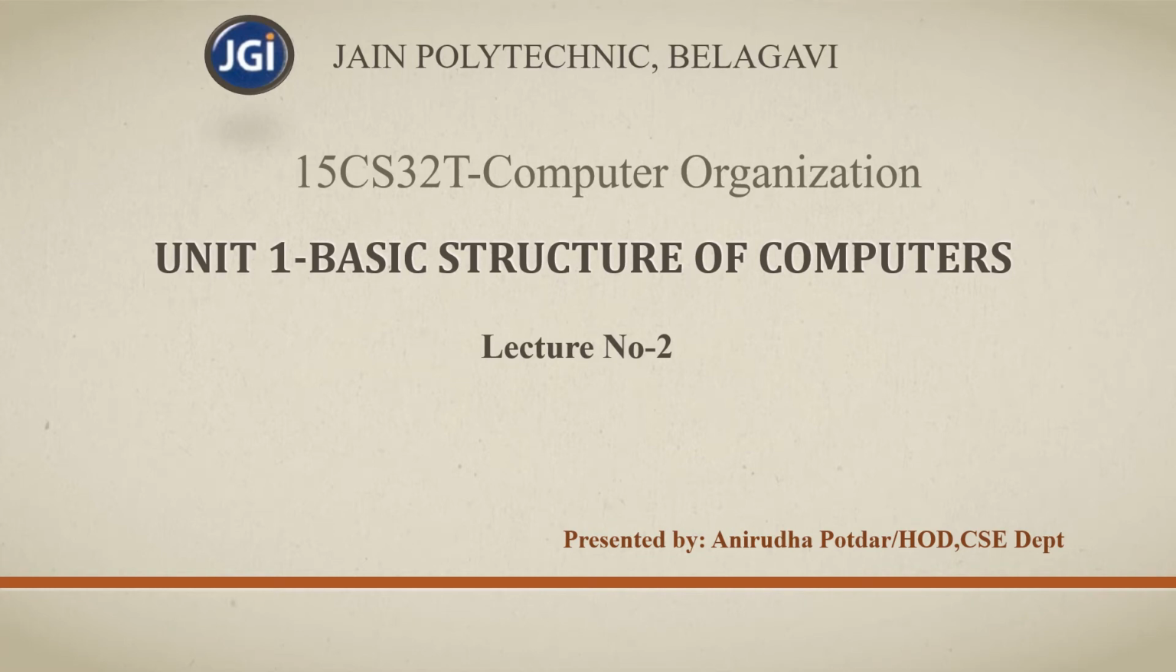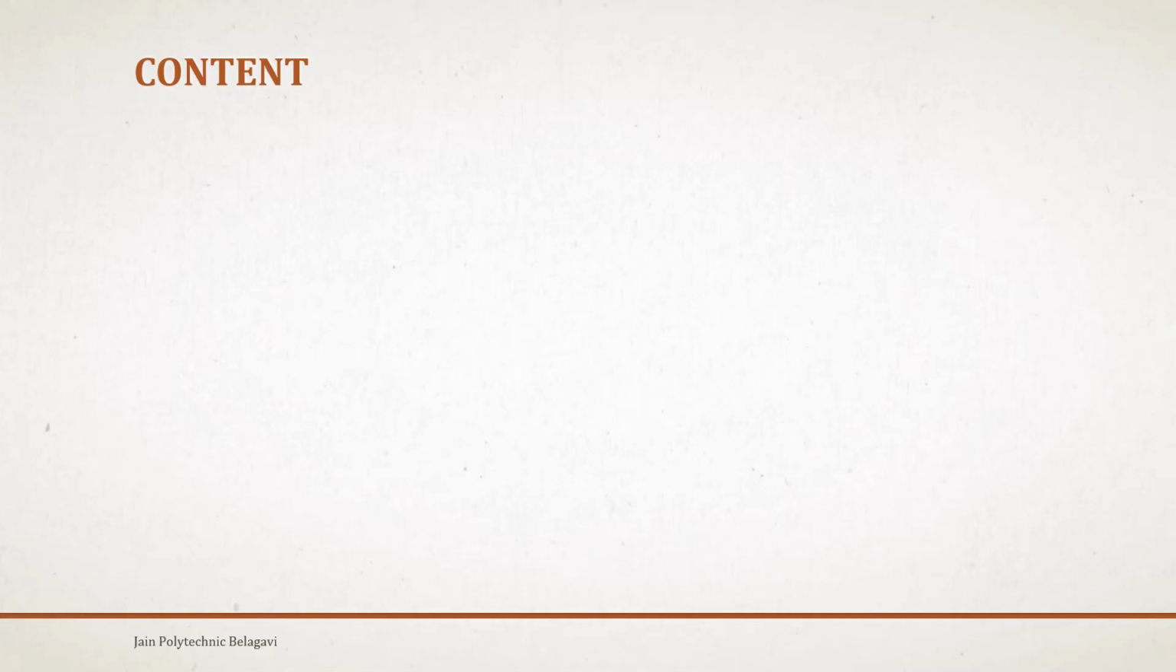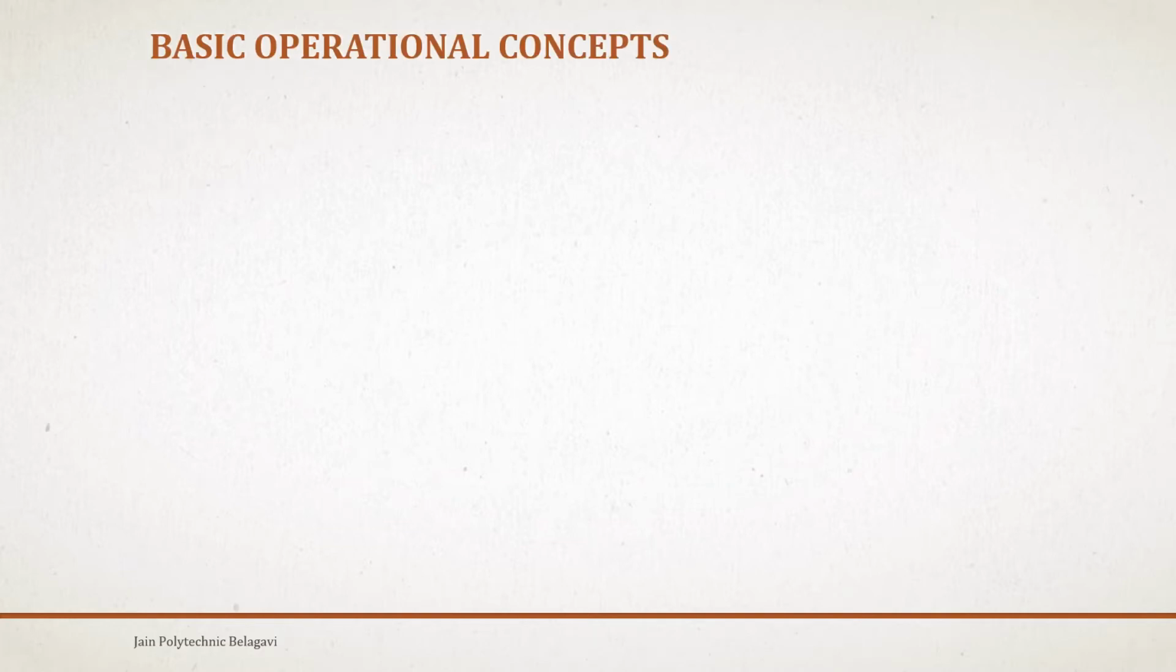So today I am going to explain about unit number 1, basic structure of computers, lecture number 2. Now let us go to the contents that we are going to discuss in this lecture. That is basic operational concepts and bus structures. Now let us go to what are called basic operational concepts.